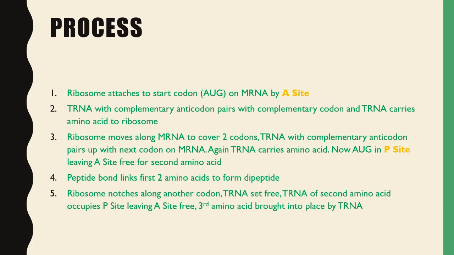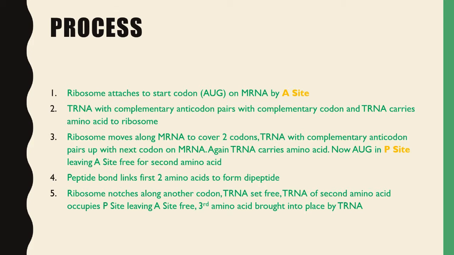So after AUG, let's say the next one is AGC. The next tRNA molecule with a complementary anticodon will pair up with that one. Again, the tRNA will carry the amino acid, so that will bind in. So at the moment you have AUG and AGC in two sites, and you have two tRNA molecules with complementary anticodons binding together.